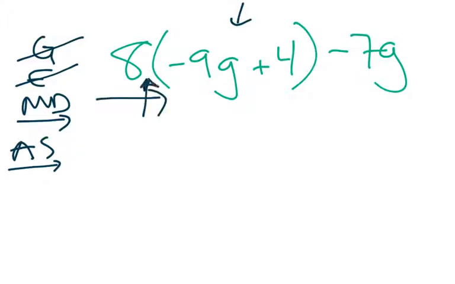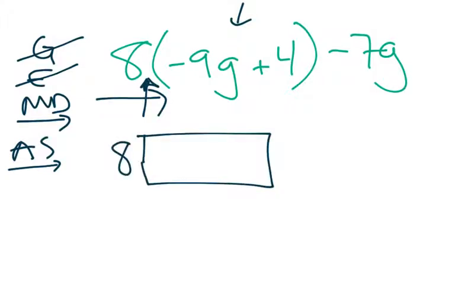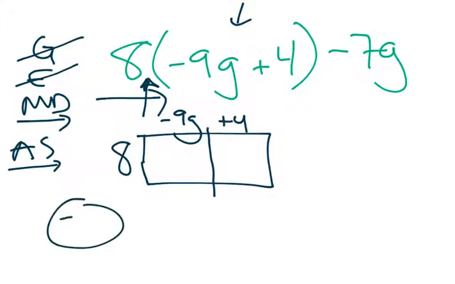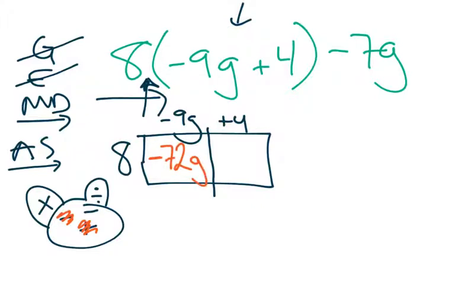Here's my first multiplication. So, box method, because it's going to be a distributive property. 8 times -9 is going to be negative because for multiplying or dividing problems, my 8 is positive, my 9 is negative, so my answer will have to be negative. 9 times 8 is 72. Keep my G there. 8 times positive 4 is positive 32.